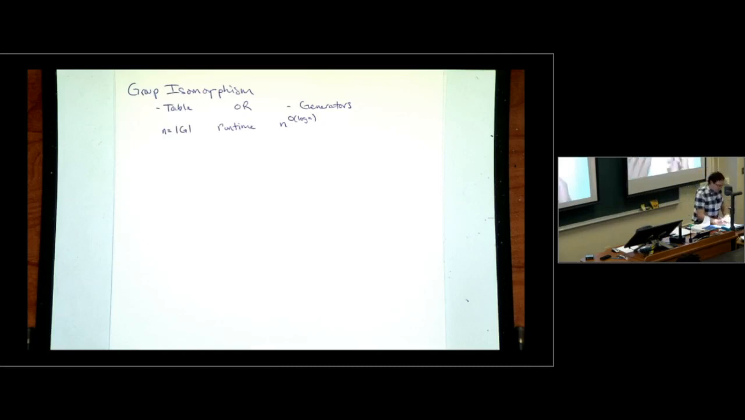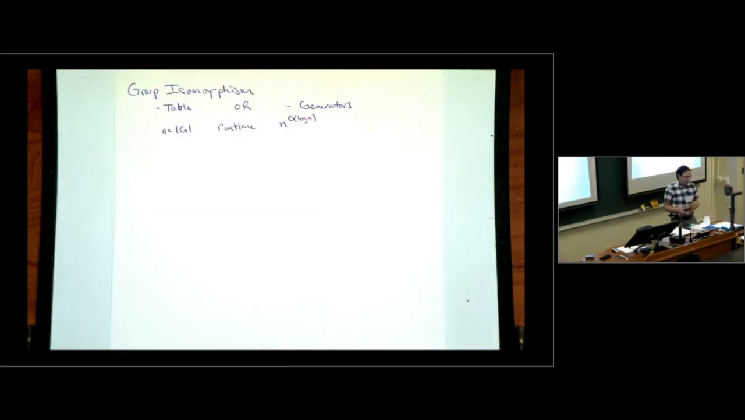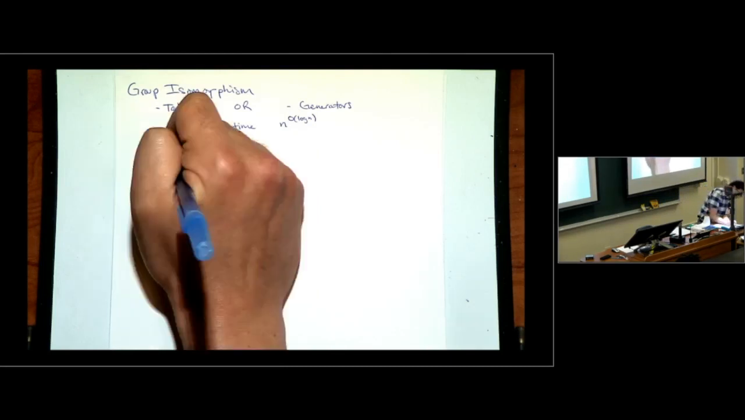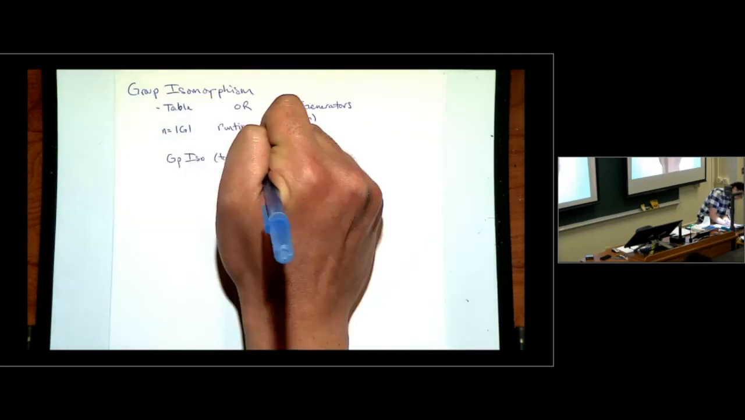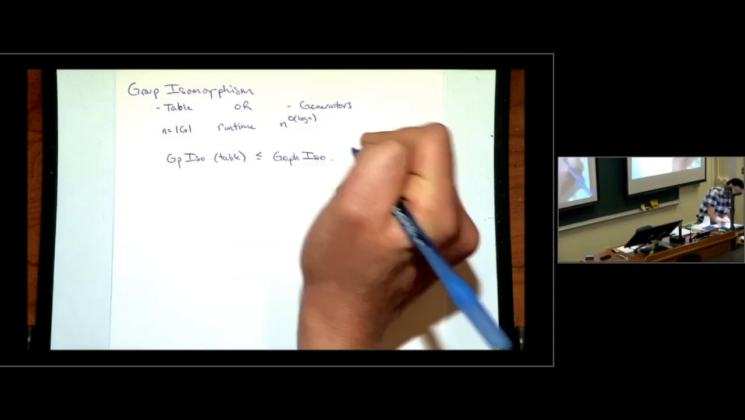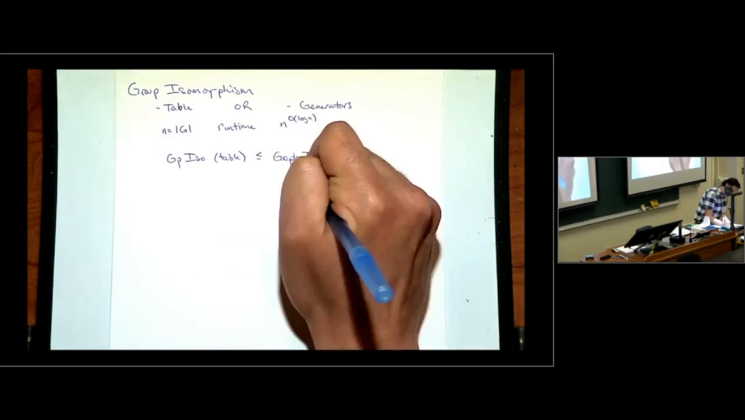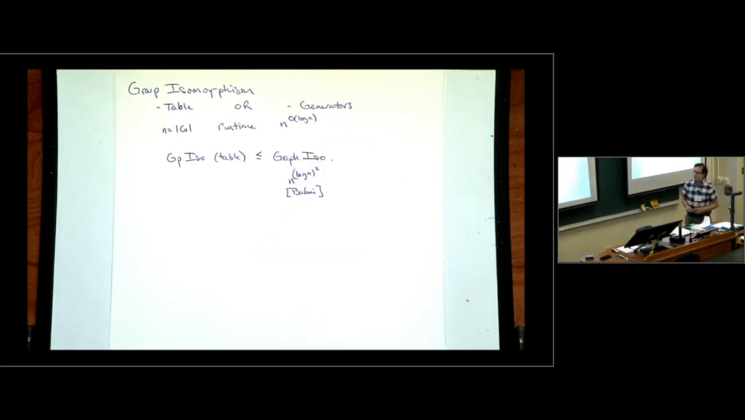Okay, another reason that people on the theory side are interested in group isomorphism, where I give you the table, is that group isomorphism, when I give you the table, reduces to graph isomorphism. And the current best runtime we have for graph isomorphism, due to Babai a couple years ago, is n to the log n squared. So not so far from the current best that we know for group isomorphism.